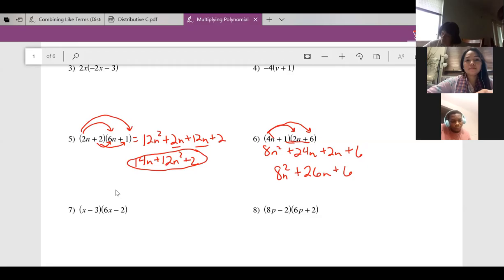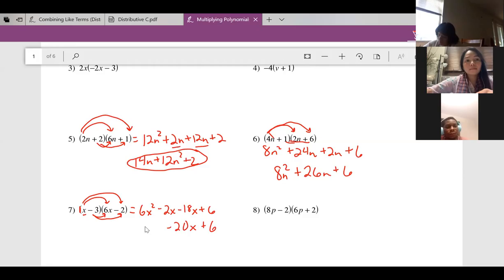All right, here's number 7. I'm going to multiply from the outside: x times 6x, and I'm going to get 6x squared. Remember, if you just see a variable like x, there's really a 1 in front of it. That's like saying 1x. I'm going to multiply the next number. I have x times negative 2 becomes negative 2x. Then my second number to distribute is negative 3 times 6x, negative 18x. And then I've got negative 3 times negative 2, and that's going to become positive 6. So now my like terms are my x's, negative 2x and negative 18x, so that would actually be negative 20x. The 6 stays the same, and the 6x squared stays the same. It has no like terms.